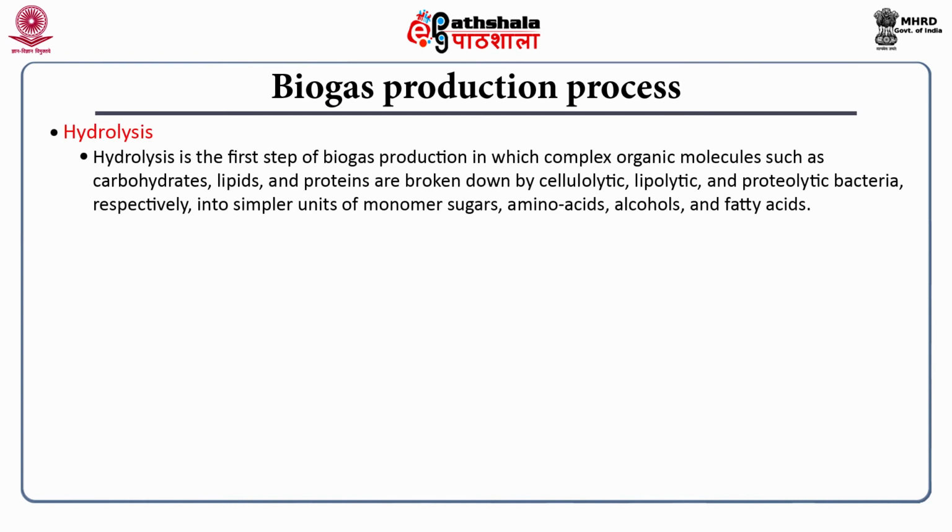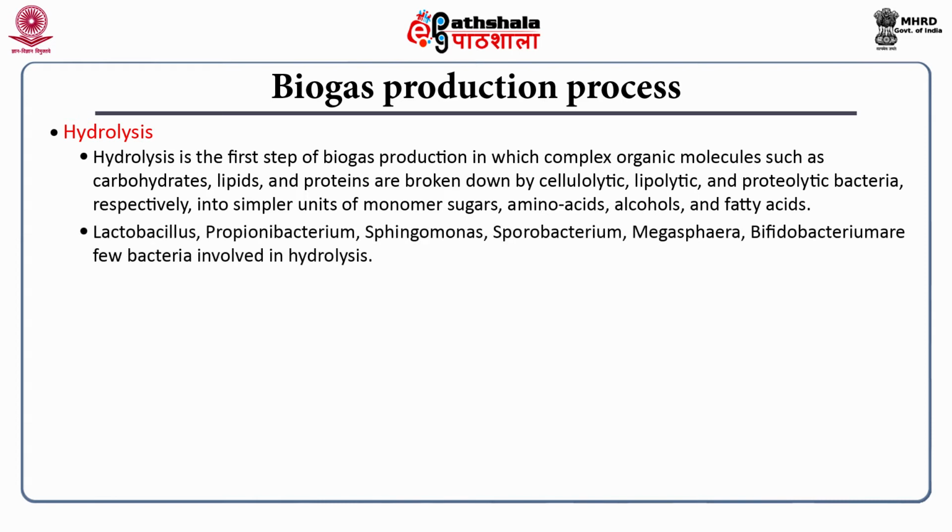Hydrolysis is the first step of biogas production, in which complex organic molecules such as carbohydrates, lipids and proteins are broken down by cellulolytic, lipolytic and proteolytic bacteria into simpler units: monomer sugars from carbohydrates, amino acids from proteins and fatty acids from lipids. Lactobacillus, Propionibacterium, Sphingomonas, Sporobacterium, Megasphaera and Bifidobacterium are a few bacteria involved in hydrolysis, or you can say these are the hydrolytic bacteria. The second step is acidogenesis.